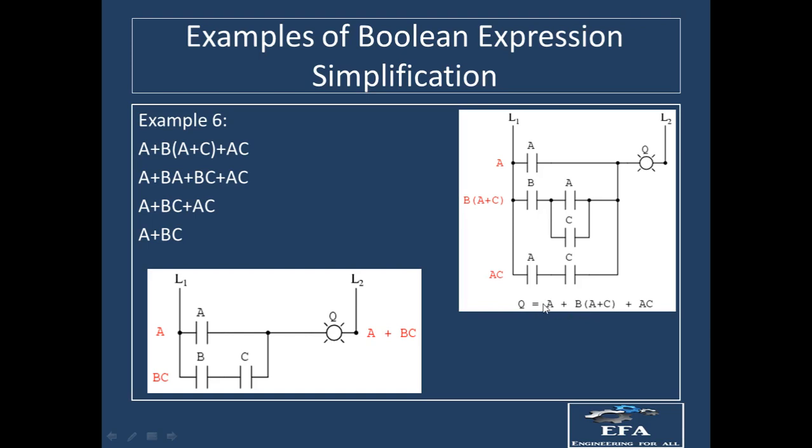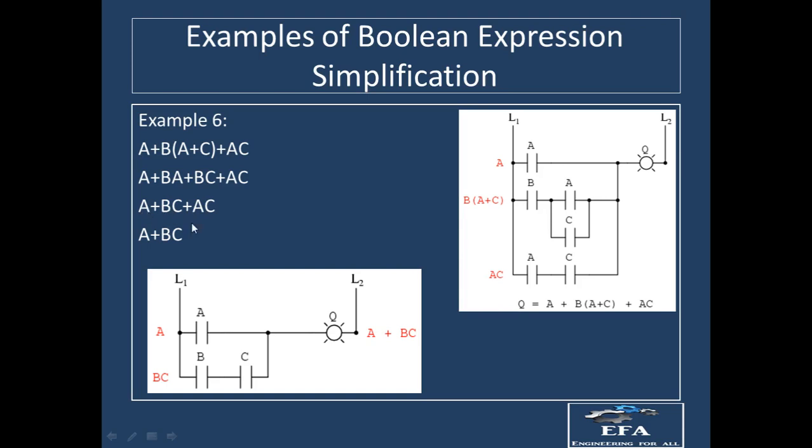This has to be reduced first of all. So how can it be reduced? We have this expression, so B will be multiplied by A plus C. This will be A plus BA plus BC plus AC. From the first two terms we can take A common, and we will have 1 plus B, and 1 plus B is equal to 1. So we will have only A from these first two terms. Ultimately we will have A plus BC plus AC.